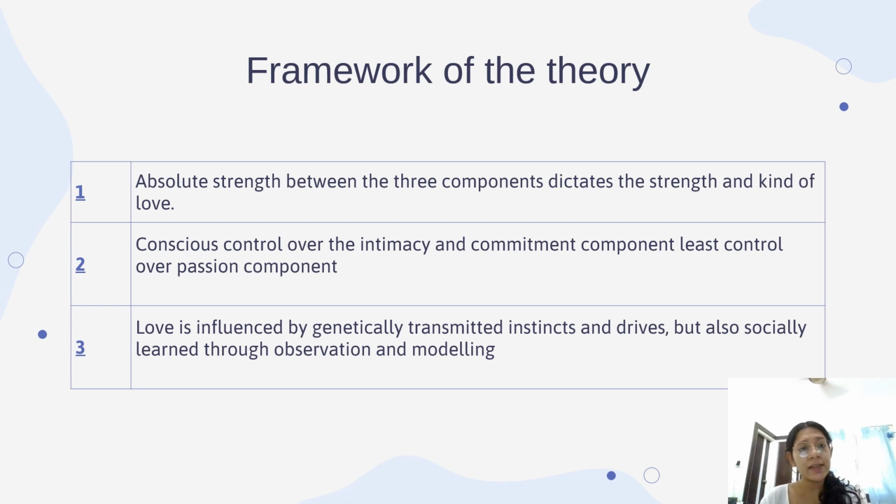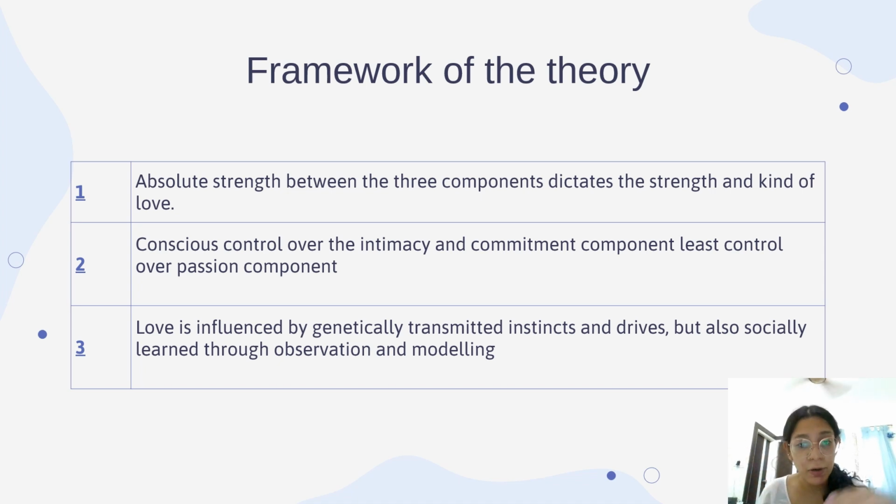Finally, love is influenced by genetically transmitted instincts and drives, but is also socially learned through observation and modeling. So like how passion is always very physiological in nature, that is usually genetically transmitted. Like the people we usually like or are attracted to is very based on our instincts, on our drives, on our genes. But a lot of other factors that come into play in relationships are determined by our social learnings, on our environment, on how we have been taught as individuals, on what we have seen as individuals.